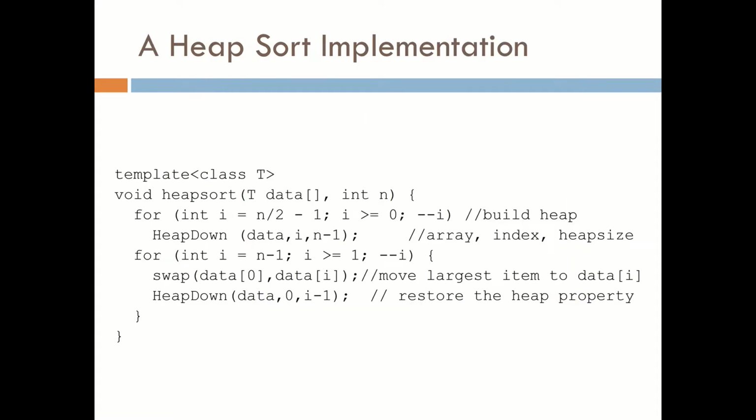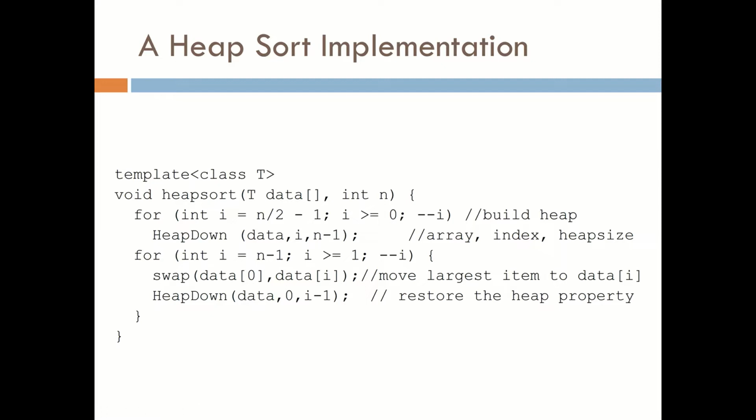Here is an implementation of heap sort. What you see there is that the first for loop is the heapify loop. It goes from halfway into the array, which is the first node that has children, and then it heaps that node down and then decrements all the way to the root. So this is a loop that moves backward. It moves from n over 2 minus 1 all the way to 0 and heaps down each one of the elements.